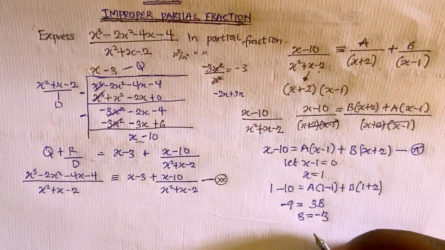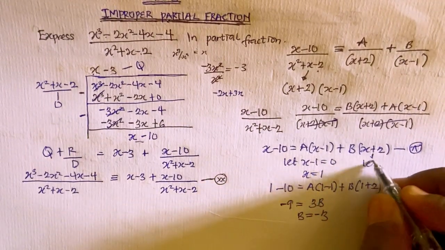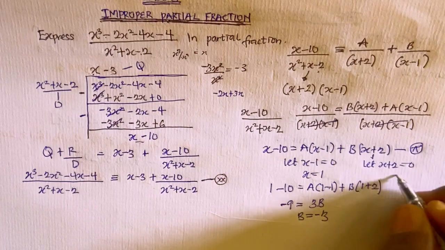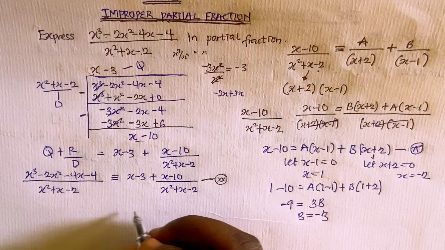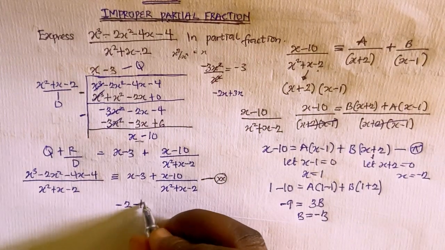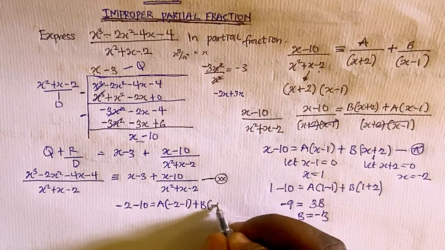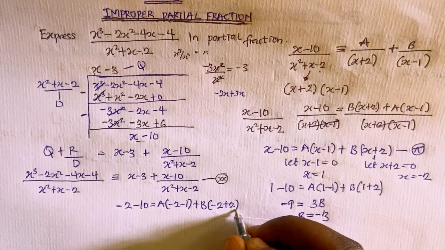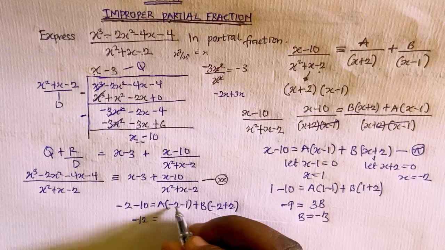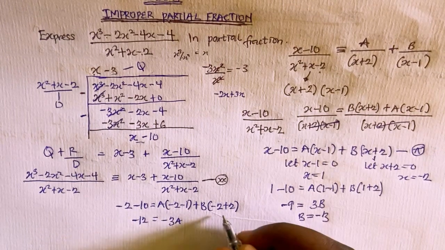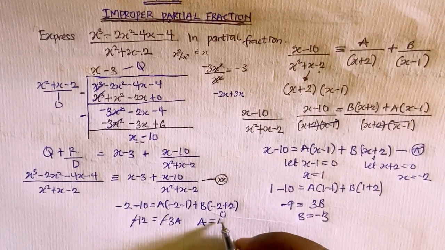Then let's do the same thing for a. For a, we say let x plus 2 equal 0. Then x in this case equals minus 2. Then put this into the equation. Putting it in here, I'm going to have minus 2 minus 10 equals a into bracket minus 2 minus 1 plus b into bracket minus 2 plus 2. So this is actually minus 12, which equals minus 2 minus 1, which is minus 3, that's minus 3a, and this is going to be 0. So we cancel this out, then we have our a equal to 4.